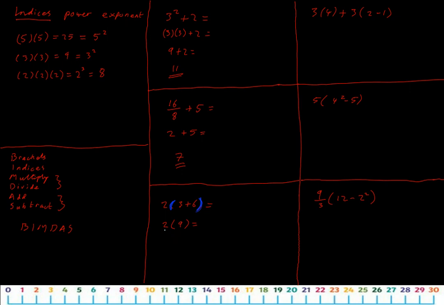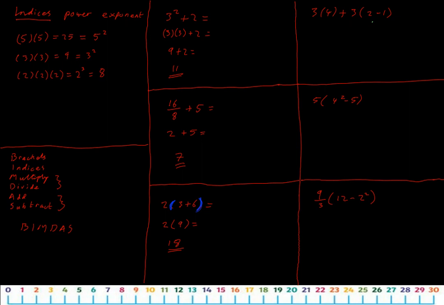So 9 multiplied by 2, again this is multiply because I have 2 next to a bracket. So anytime I'm sitting next to a bracket it means multiply. So 2 multiplied by 9 is going to give me 18, and that's my answer. And you can see again I'm writing down the sum one step underneath the other.